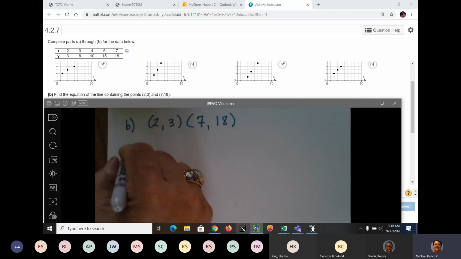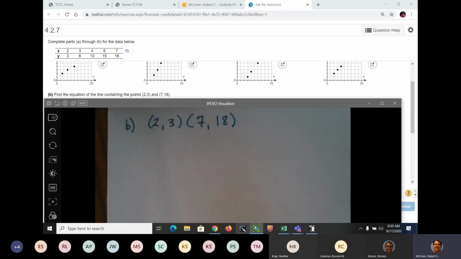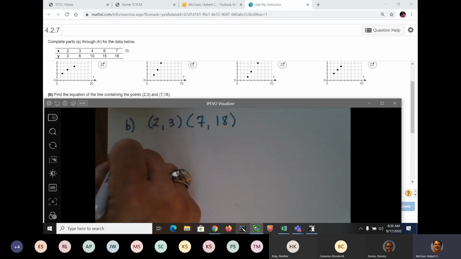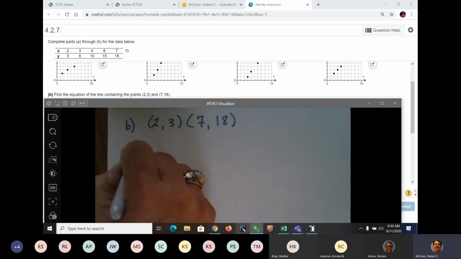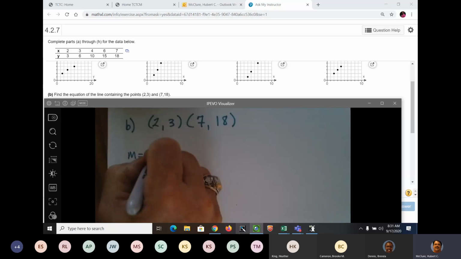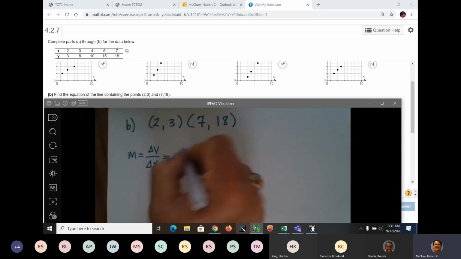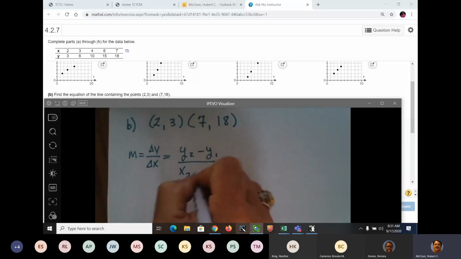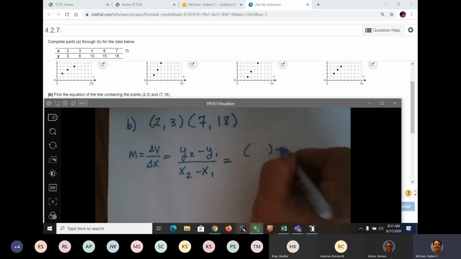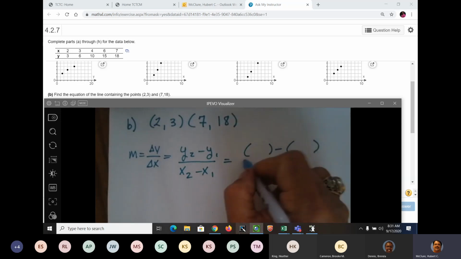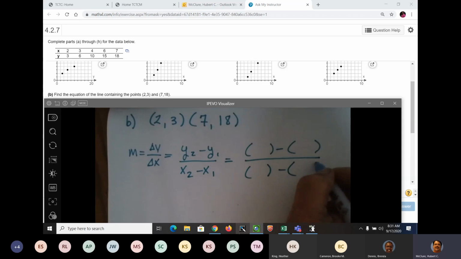I'm going to give you the slope formula, which all of you should know because you had pre-algebra, algebra 1, and algebra 2 before you took this class, or 101 and 102. So you should know it. M is equal to delta Y over delta X, which means Y sub 2 minus Y sub 1 over X sub 2 minus X sub 1. And the way I do that, parentheses minus parentheses over parentheses minus parentheses.